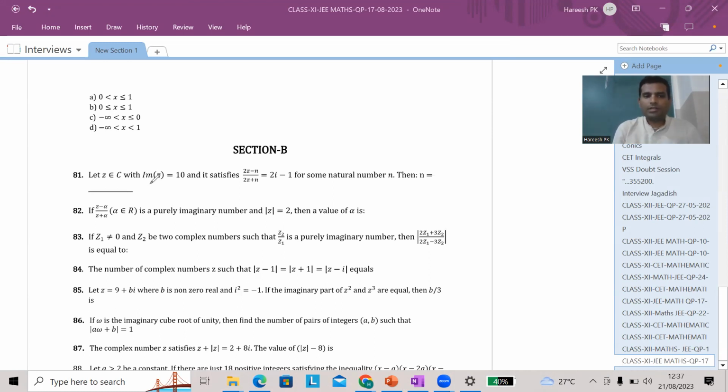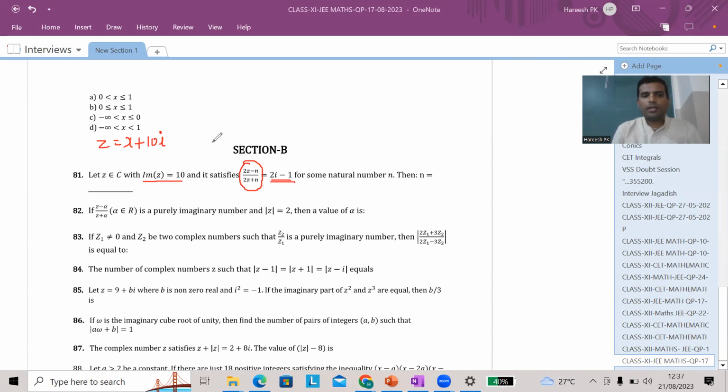Let's look at the 81st question. Imaginary part of z is given as 10. And they're also saying (2z minus n) by (2z plus n) is 2i minus 1. So first, let's assume z as x plus iota y. But y is already given as 10. So it is x plus 10i. That is what z is.